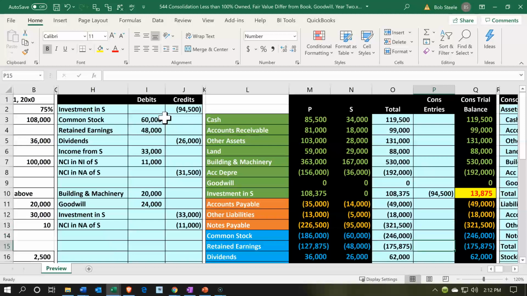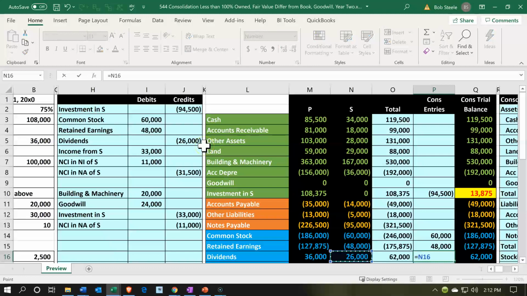And then we're going to go to the common stock. So common stock has a credit here. We're going to debit it. Common stock up here, P14 equals the 60,000. So we'll pick up the 60,000. Then we have the retained earnings. So retained earnings, and we're going to post that one. That's going to be equal to the 48,000. Then we'll go into the dividends. So dividends down here, dividends up top. We're going to say that's going to be equal to the 26,000.